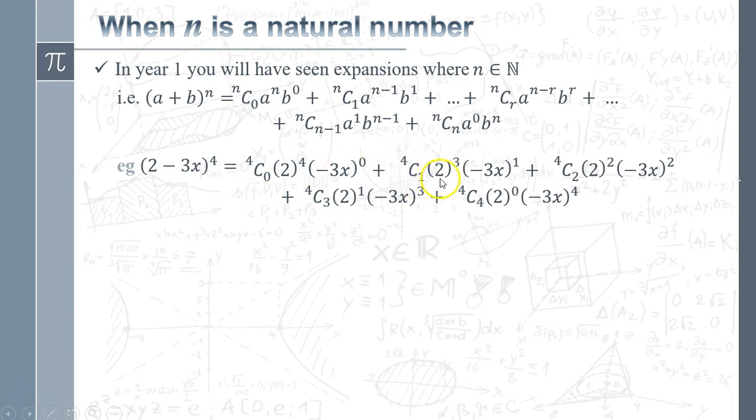Let's have a quick look at my second term. They go 4C1, 2 to the power 3, so we've got descending powers of 2, (minus 3x) to the power 1, ascending powers of that thing. And again, I'm making sure I've got my brackets here because that helps me get around sign errors. So for example, in this term here, it helps me think about the fact that I've got (minus 3x) squared, which would actually be positive 9x squared when we get to it, and so on and so forth for the last two terms. So just take a moment to make sure you're happy and comfortable with all of that.